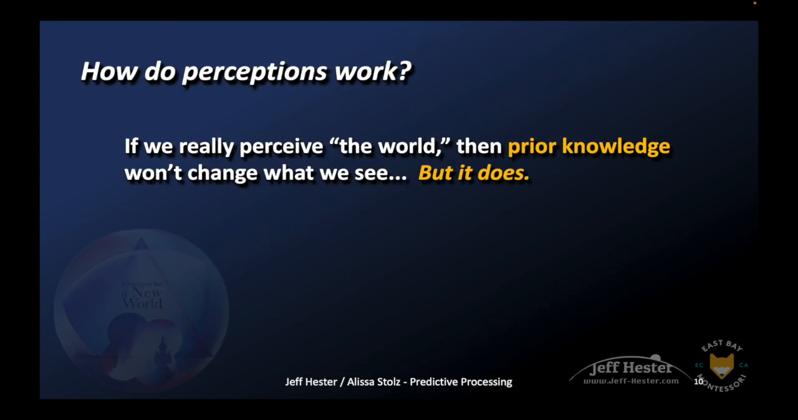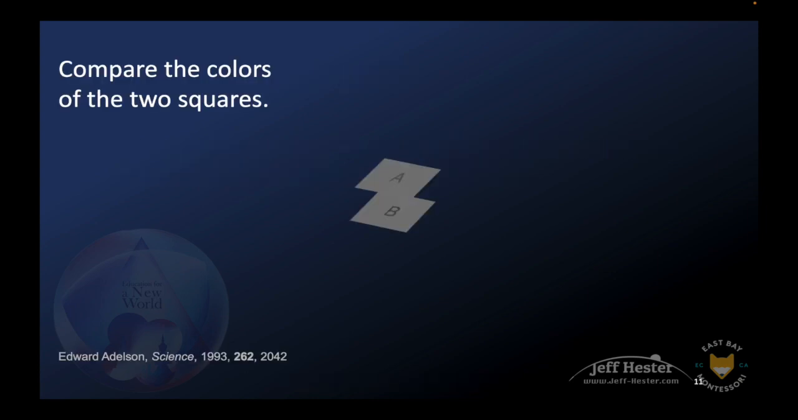How do perceptions work? Another thing is that if we really perceive the world, then our prior knowledge of the world wouldn't change what we see. Again, if the world is the world and it's just coming to us through our senses, that's it. And yet our prior knowledge does change what we see. Look at these two squares. Compare their colors. They're exactly the same.